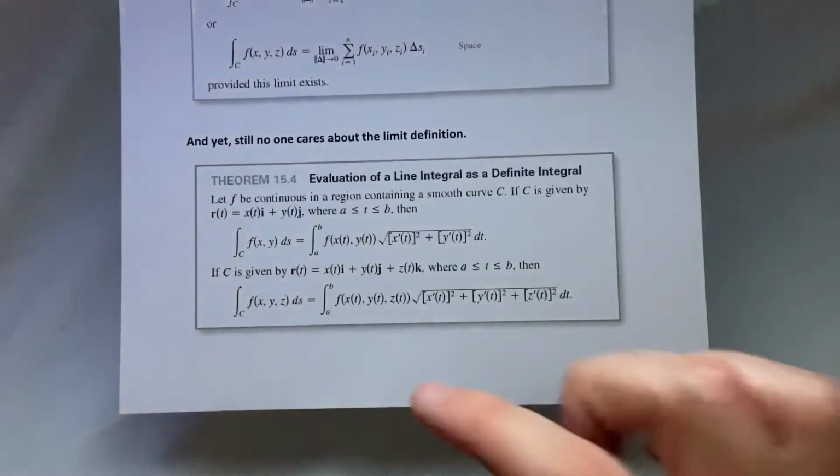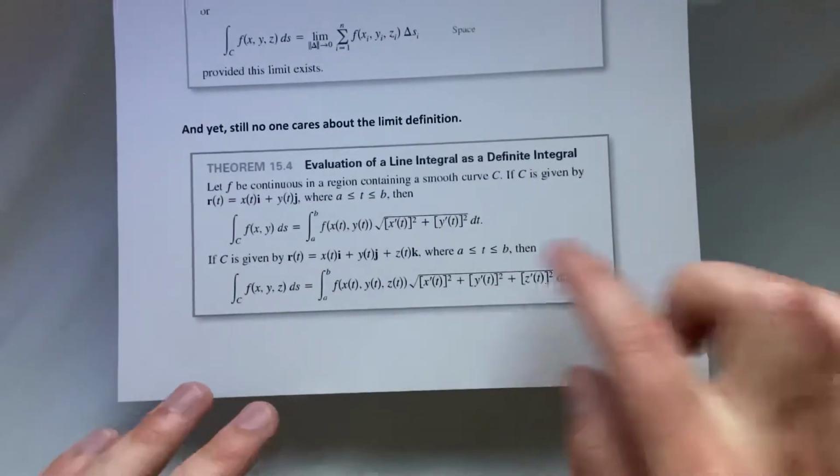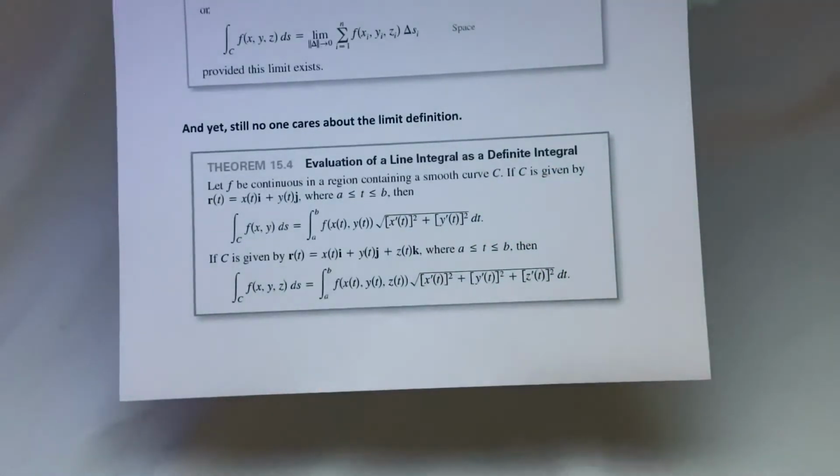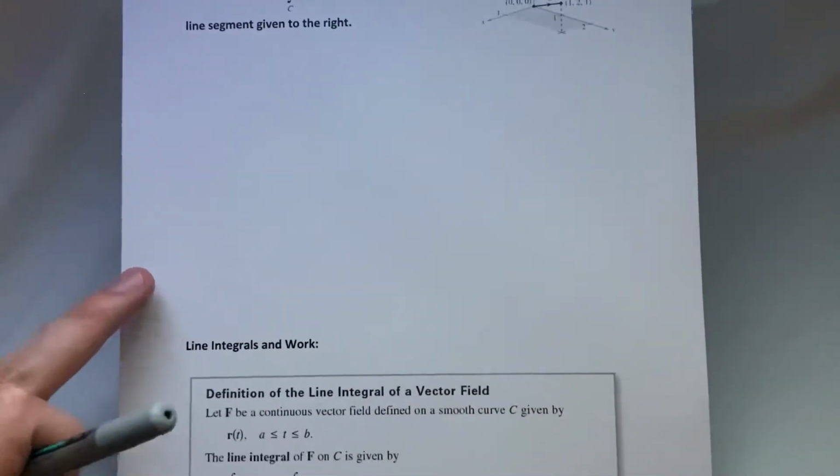Which gets extended to 3 dimensions as well. We'll have a magnitude multiplier. This is going to be a scalar times some function. So let's see how this works in a problem. So how do we use it?